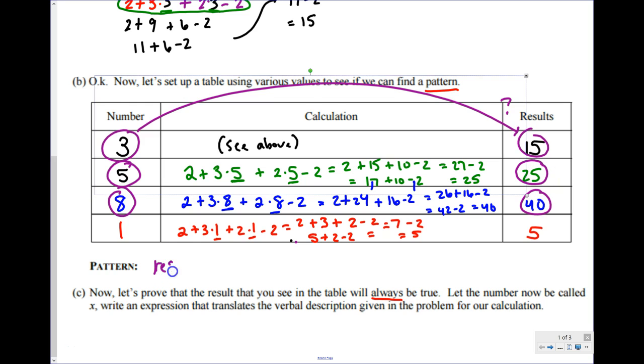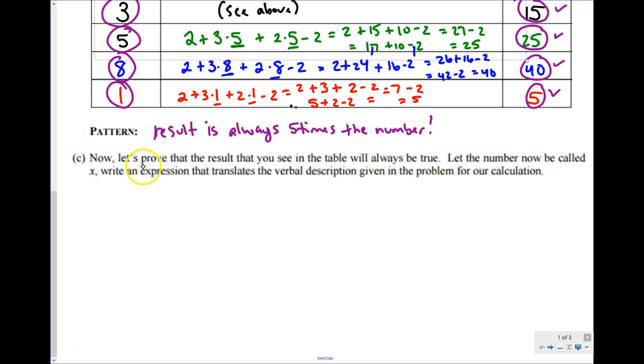So there's this pattern here that the result is always 5 times the number. That's the pattern. No matter what number you pick, like here, 1. What's 1 times 5? 5. Okay? So now let's prove that it will always be true for any number we pick, right? And to do that, we have to use algebra. We use the letters. That's what this prove means, that we have to use algebra.